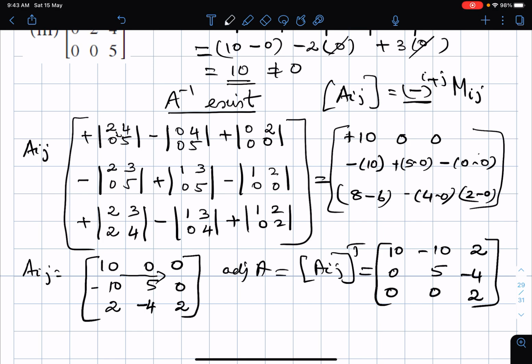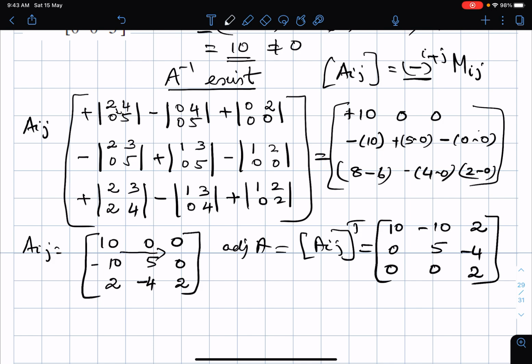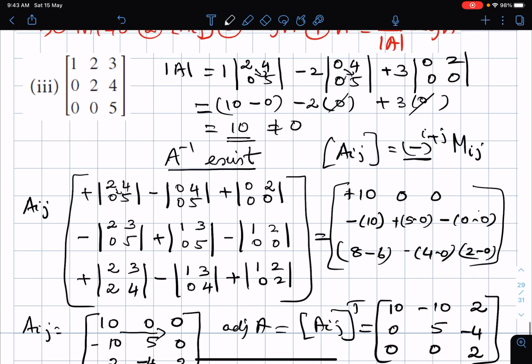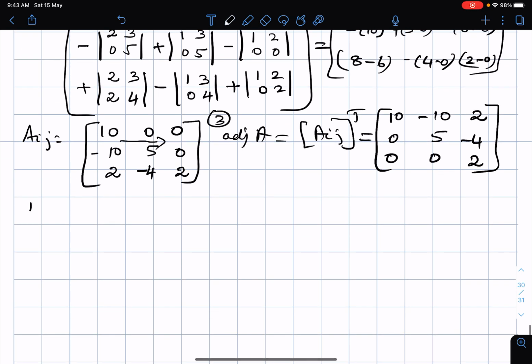Now we have got our adjoint A and we have got our determinant A. So now we are going to go to the fourth step. So this is step number 1. This is step number 2. And this is step number 3. Now we are going to your final step, step number 4. That is nothing but the A inverse formula, 1 by determinant A into adjoint A.